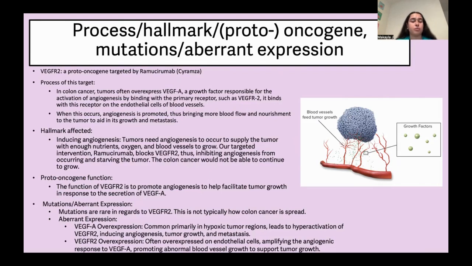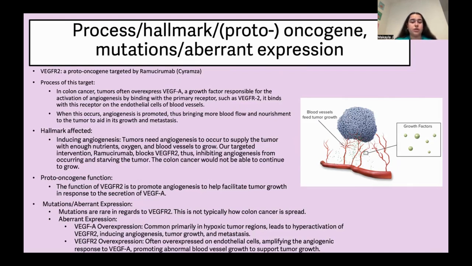VEGFR2 is responsible for promoting angiogenesis and helps facilitate tumor growth in response to the secretion of VEGF-A as tumors grow. Mutations are rare in colon cancer regarding VEGFR2. This is not typically how colon cancer is spread. However, aberrant expression does occur.